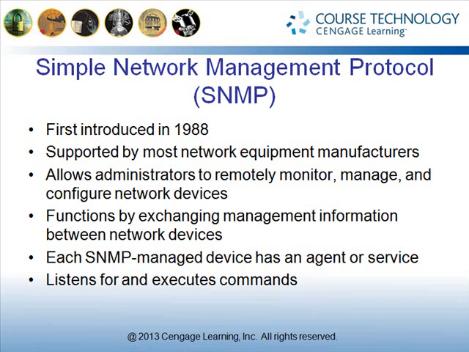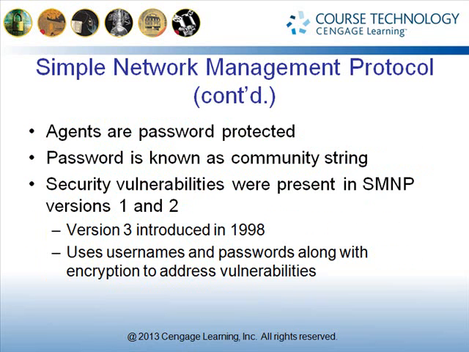Now, each SNMP device has to have an agent or a service that listens for commands and then executes them. These agents are protected with a password, and this password is called a community string. That's, of course, to prevent unauthorized users from taking control over an agent. And there are two types of community strings. A read-only string will allow information from the agent to be viewed, while a read-write will allow the settings on the device actually to be changed.